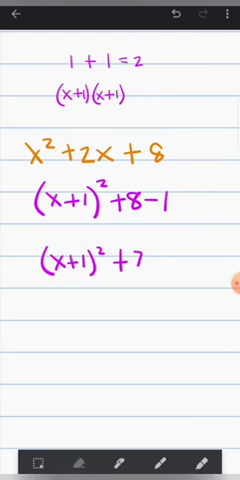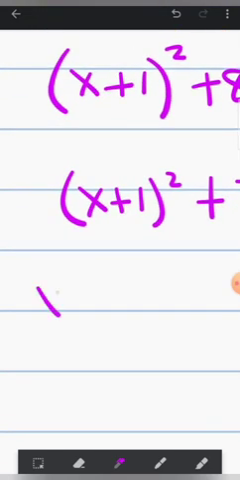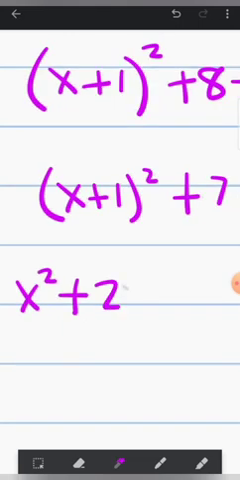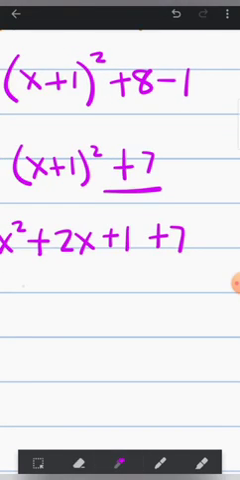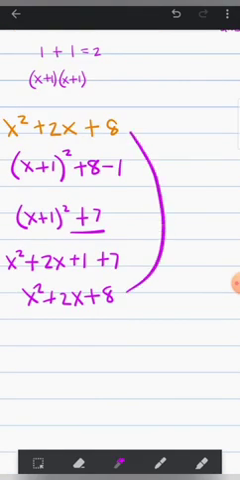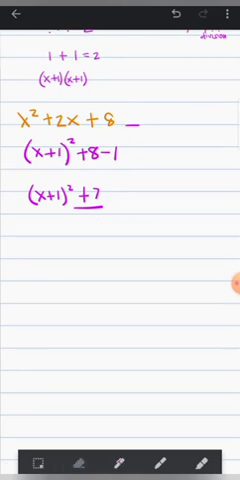So let's check if it will give us x squared plus 2x plus 8. If I expand x plus 1 squared, it will give us x squared plus 2x plus 1, and then plus 7. So you see, x squared plus 2x plus 8. So it gives us back the original expression we want. So this is the method of completing the square.